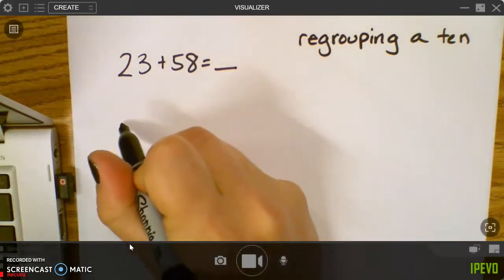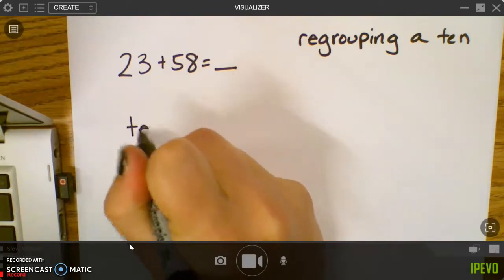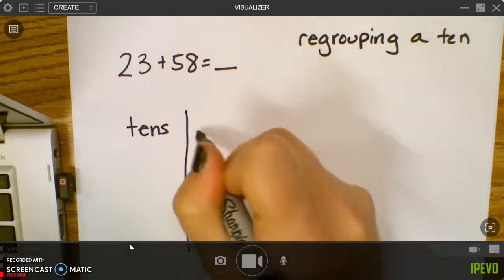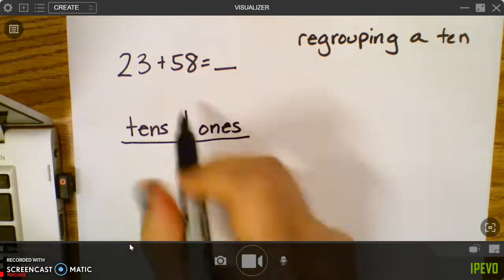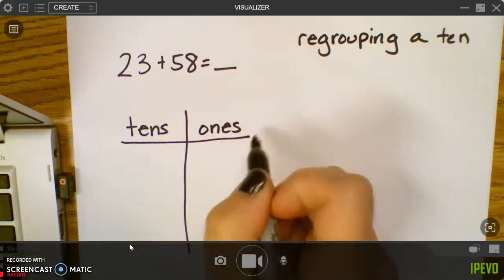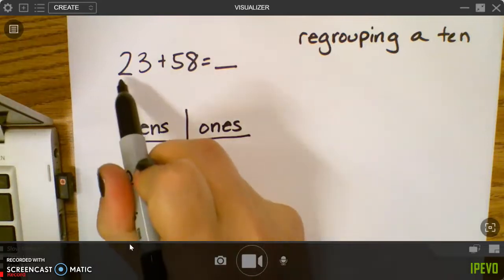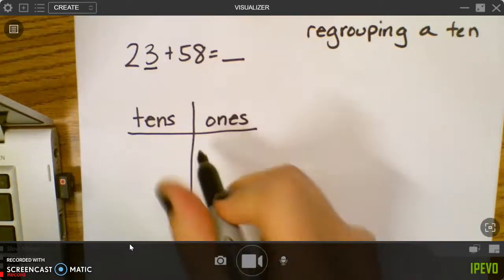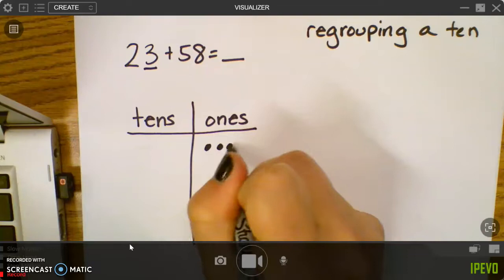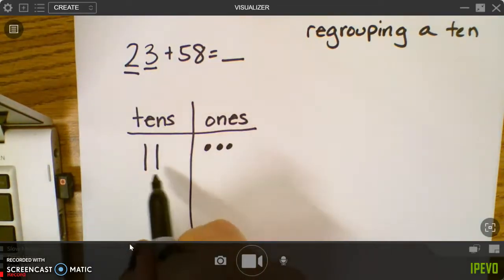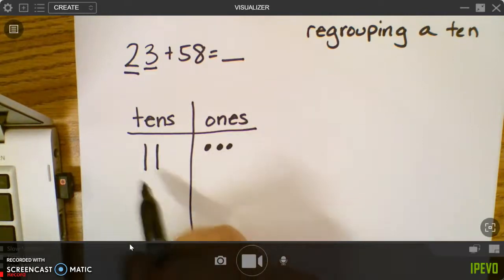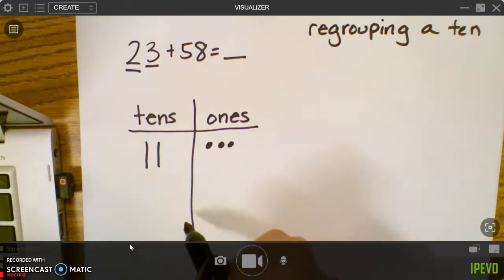So we are going to make our 10s and 1s chart. 10s on the left, 1s on the right. Okay, we are going to build our two numbers just like before. So we have 23, which has 3 1s, 1, 2, 3, and 2 10s, 10, 20, 23. And now we're going to build 58.